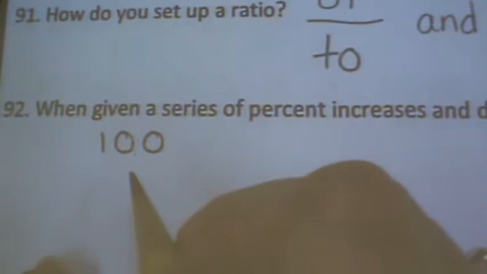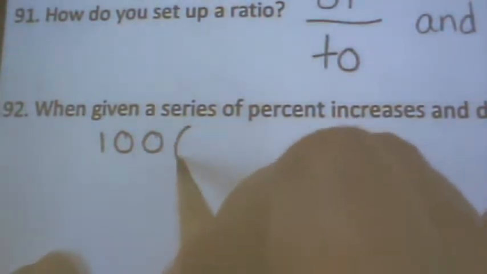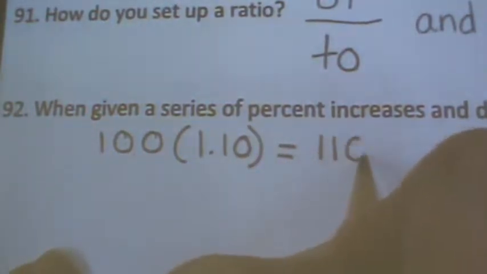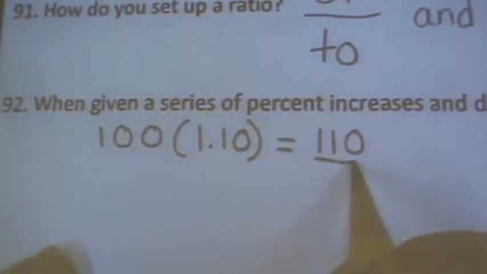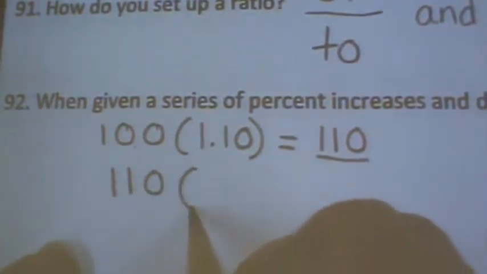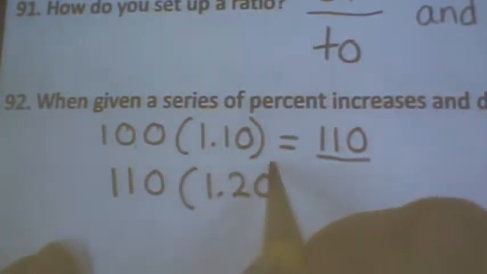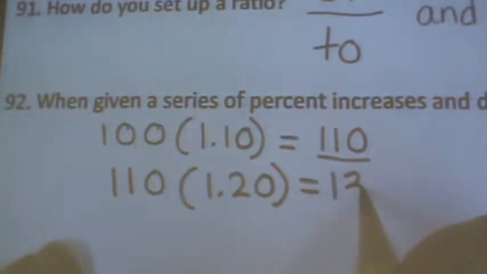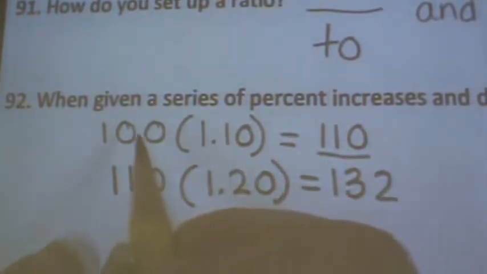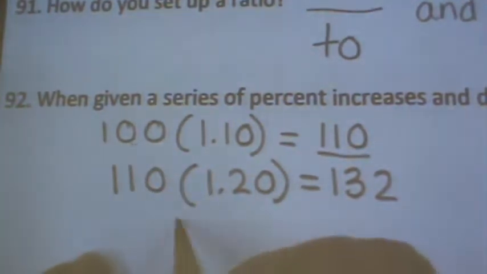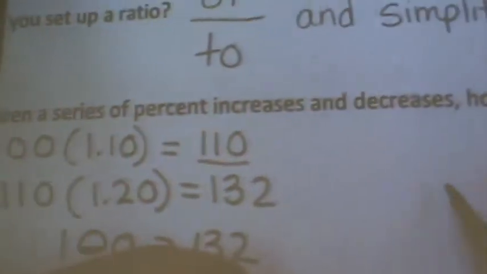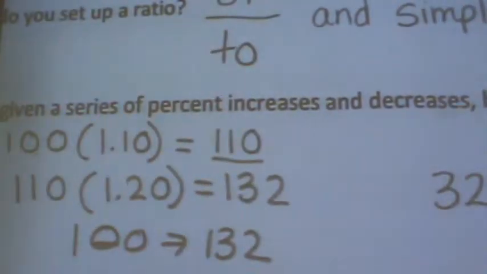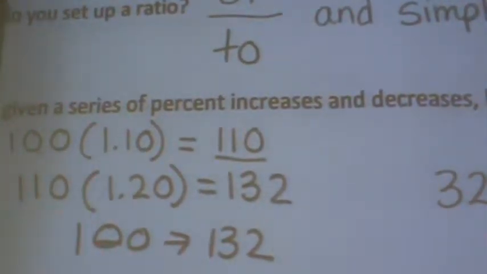If I tell you the number 100 increases by 10%, that's like multiplying it by 1.10. You get 110. Then why you can't add the 10 and the 20% is because this number is now 110. And if we want to increase this now by 20%, you multiply these two and you get 132. So if they want to know what was the percent increase from 100 to 132, it increased 32%. So from 100 to 132, it was a 32% increase.